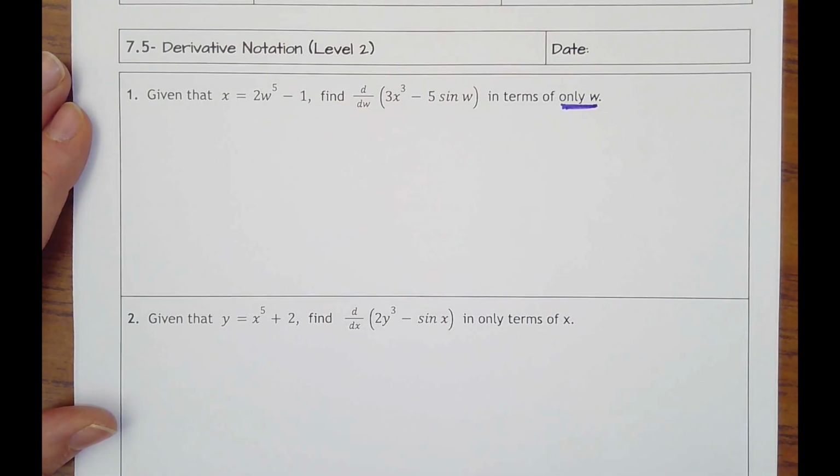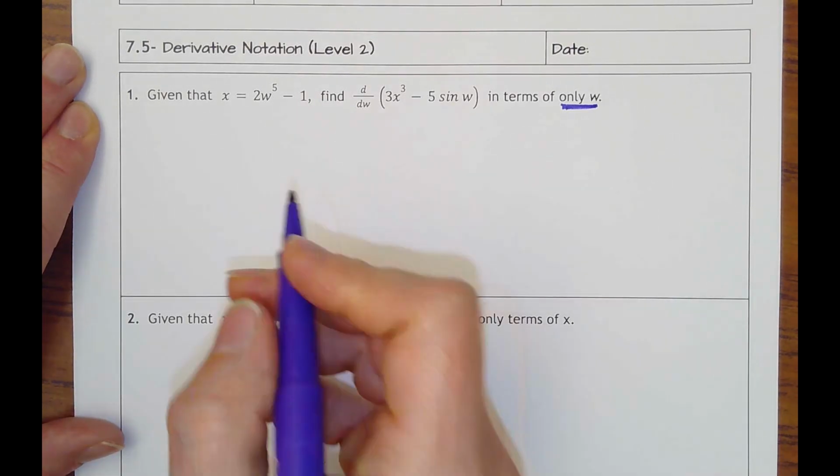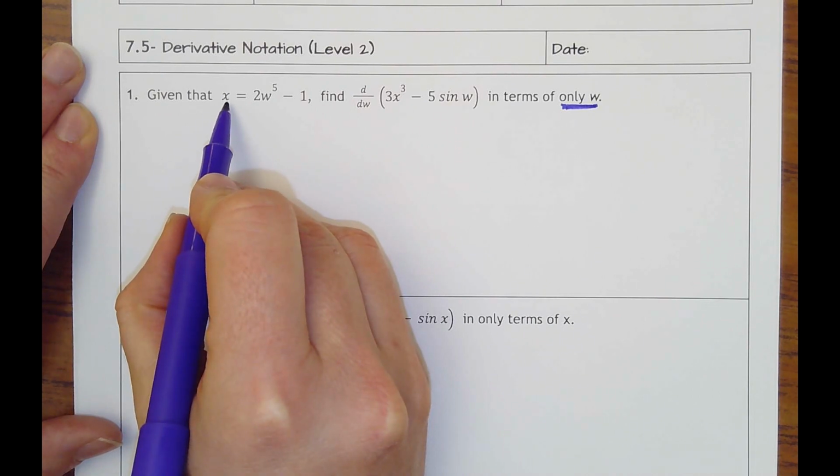Okay, so I'm going to show you one way first, that to me, if I had this problem, is probably the way I would do it. But again, this is baby steps into the next lesson, which is actually implicit differentiation. So way number one would be to do a substitution.